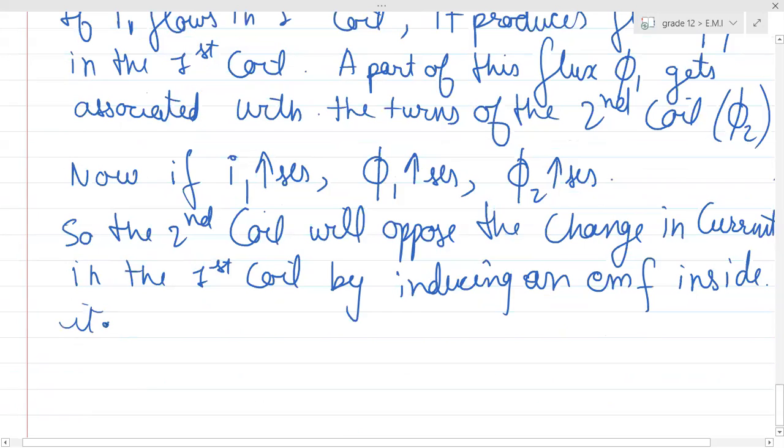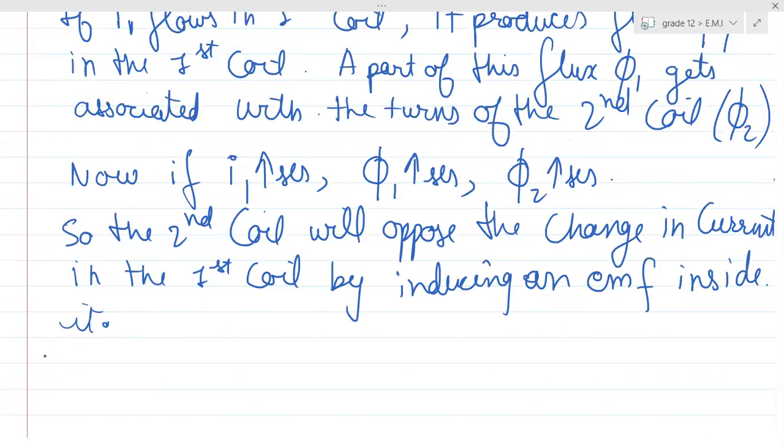Please remember, the second coil is not inducing any EMF in the first coil. The second coil is inducing EMF in itself to oppose the change in the current in the first coil. Are you getting my point? Shall I again take you back to that example?